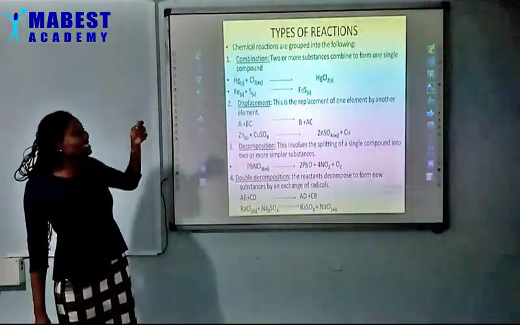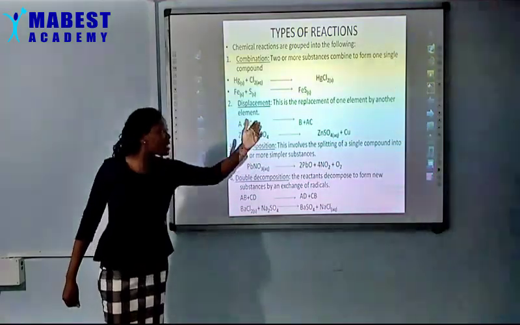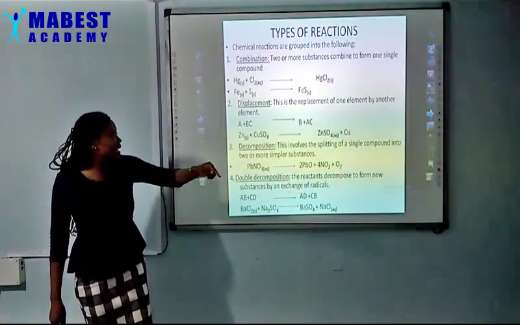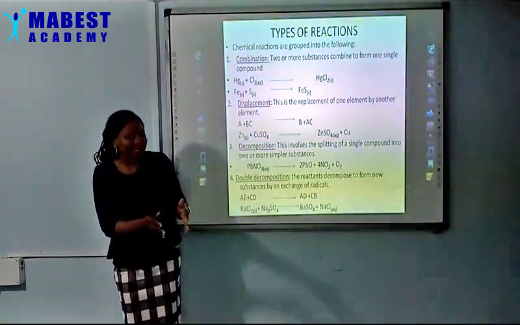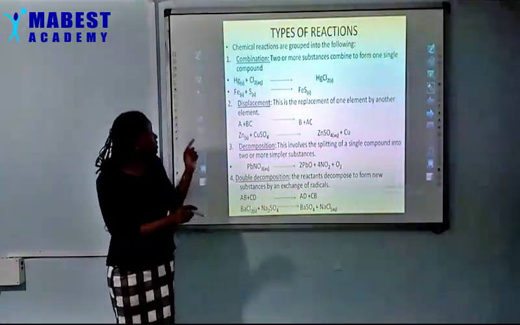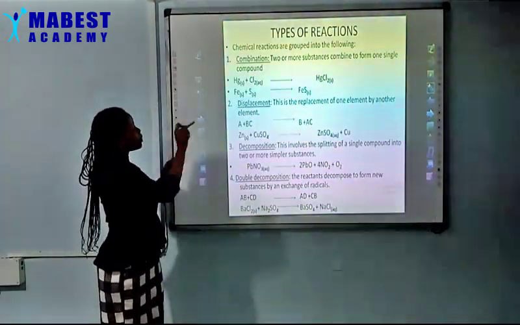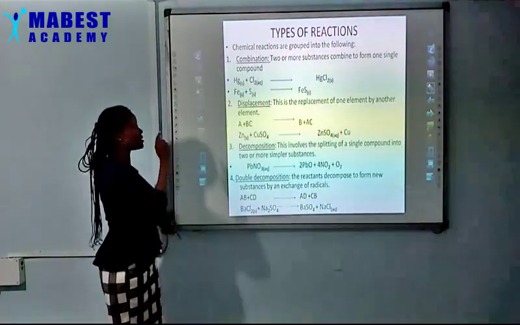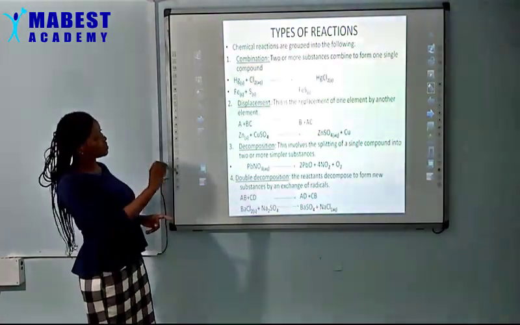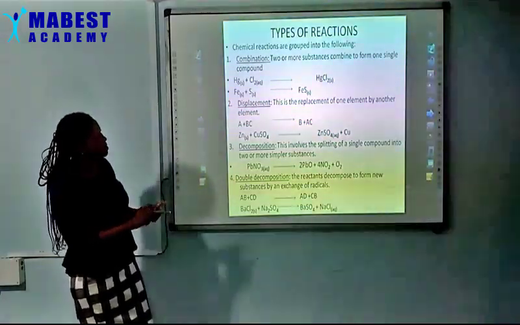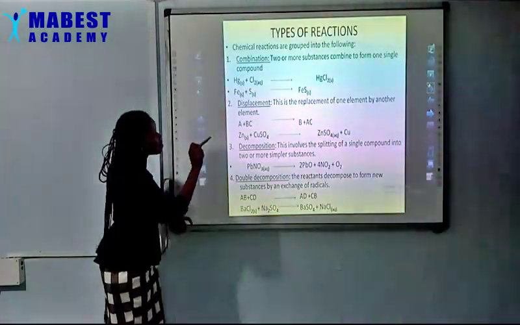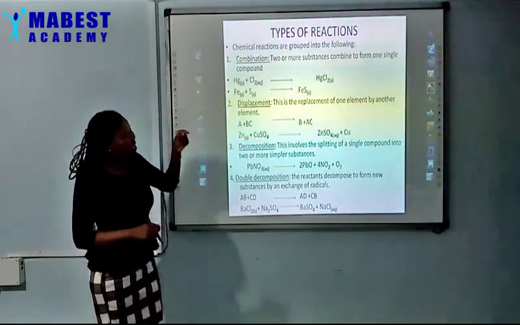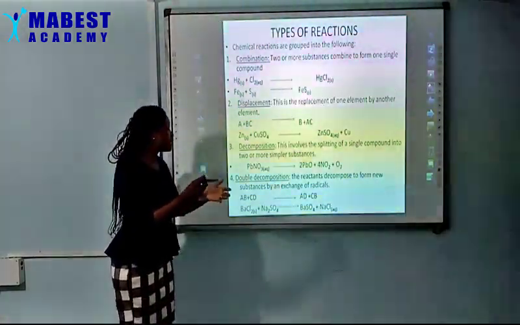Another type of reaction is displacement reaction. Displacement, that is, an element will be displaced by another element. Element A reacting with compound BC. That means the element A will take the position of element B on the product side. As you can see here, the reaction between zinc and copper tetraoxosulfate 6. In the product, you would have seen that the zinc had displaced the copper. The zinc is now taking the position of the copper to give us zinc tetraoxosulfate 6 and copper.